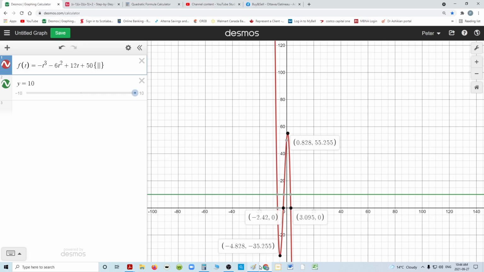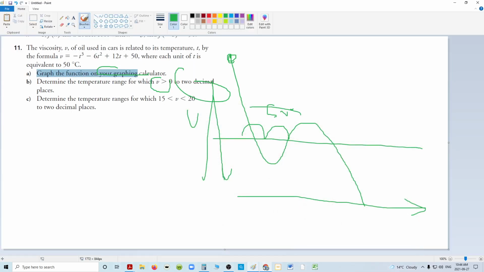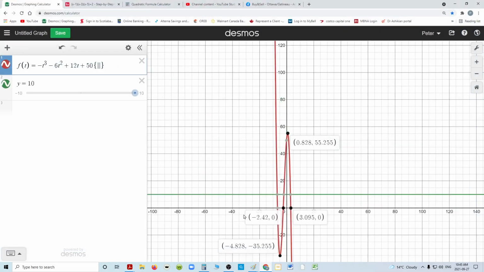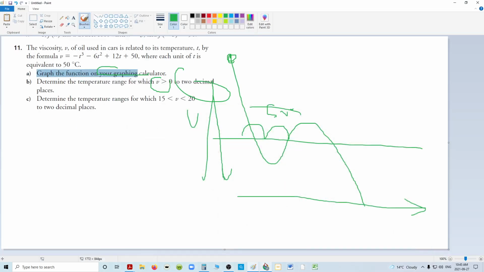But let's look at their question. Determine the temperature range for which V is above 0 to 2 decimal places. Okay. To the left, x is smaller than negative 6.68, because I wanted 2 decimals, and when x is between negative 2.42 and 3.10, because they want you to round to 2 decimals. The 5 makes the 9 a 10, which makes the whole thing 3.1. So that's the only time viscosity is above 0.